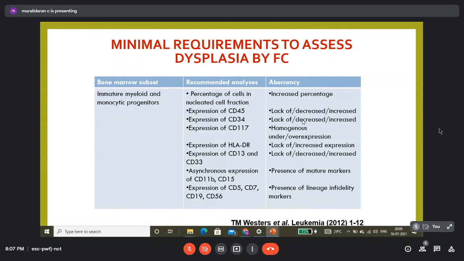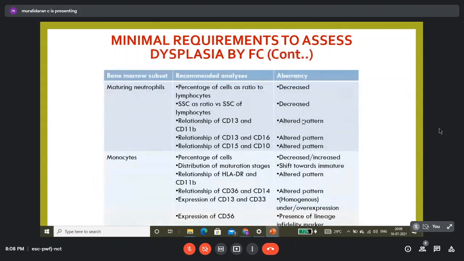So in that also we can see some aberrancies that can be detected in the myeloid and monocytic features. Coming to the neutrophil, we generally see side scatter with the lymphocyte where the expression will be decreased, and in relationship with that, CD13 and CD11B will have an altered pattern. Same goes with CD13 and CD16 or CD15 with CD10.